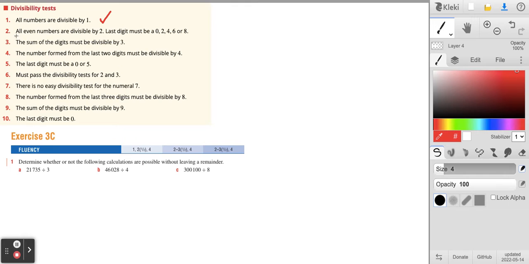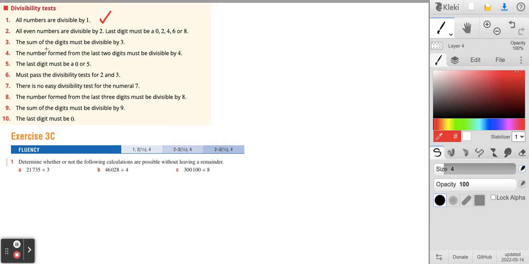For 2, you need to make sure that the number is even. Remember that even numbers must end with a 0, 2, 4, 6, or 8 in order to be divisible by 2. For 3, you just have to check the sum of the digits: if you add them all together, can you divide it by 3 without getting any remainder left?